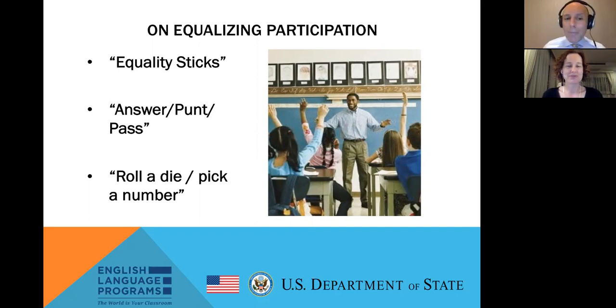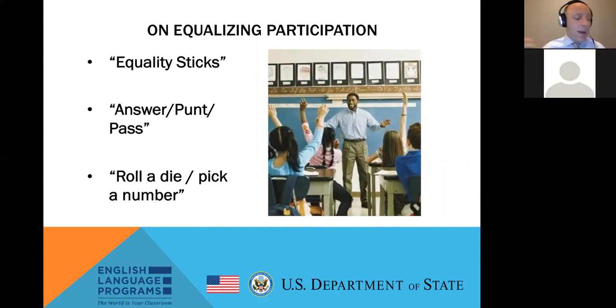Another way that you can equalize this without using sticks is to simply roll a die or have Google pick a number for you. So during our recent Fulbright ETA training, there were 15 ETAs plus myself, plus Vic from the embassy, plus Trisha. So there were 18 of us. And so I had each person's name on a spreadsheet. Each person had a number 1 through 18. And then I could turn to Google and say, Google, pick a number between 1 and 18. And then that person would answer the question.